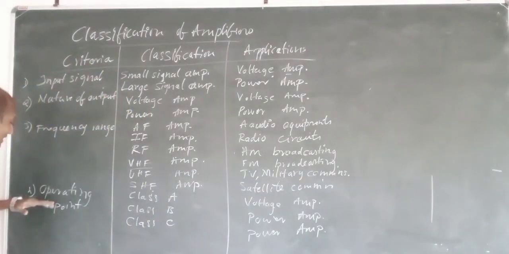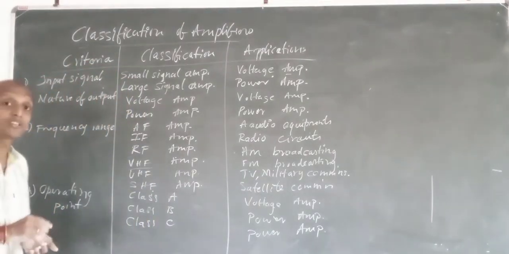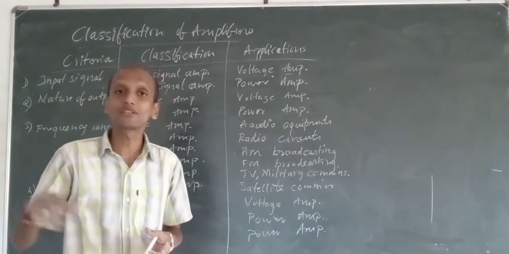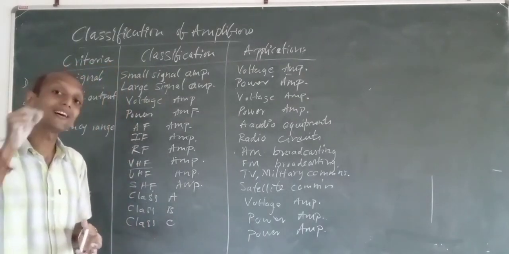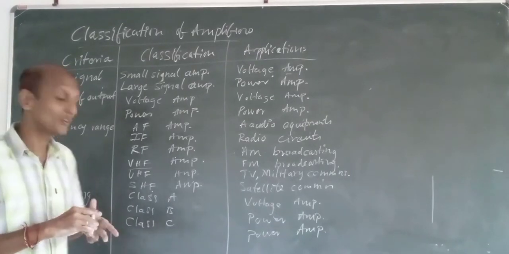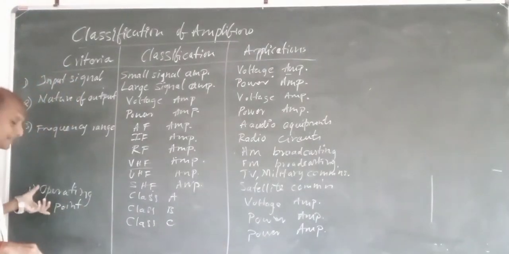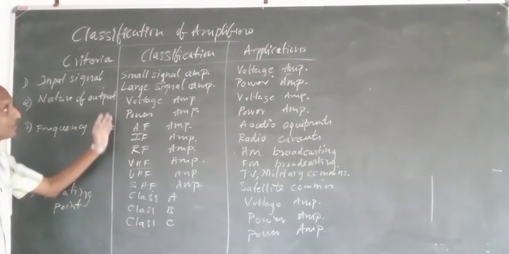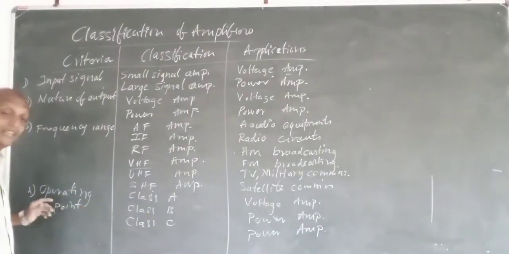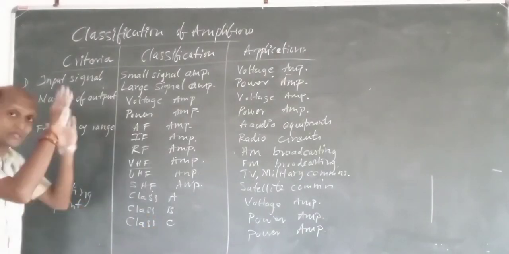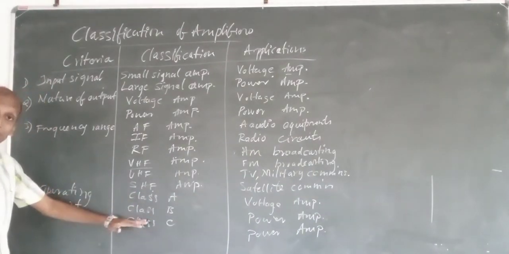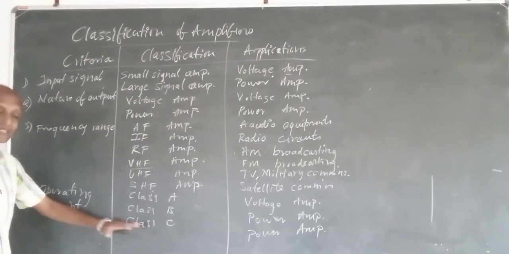So after that, we have the operating point. Depending on the operating point, where your operating point is situated in the output characteristic curve, in this active region, depending on that, we have this classification of amplifiers: class A amplifier, class B amplifier, and class C amplifier.